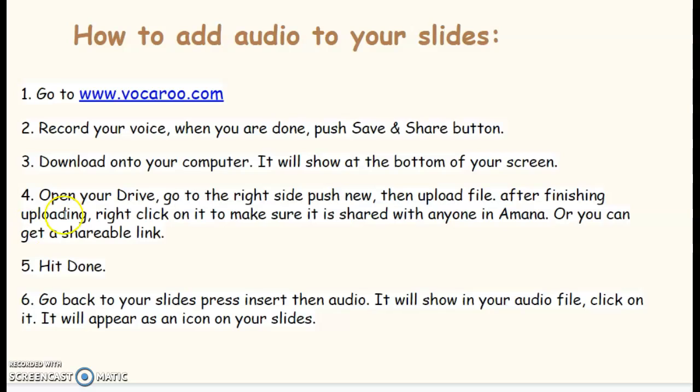Okay, these are the steps for Vocaroo to add audio to your slides. Okay, please take the time to read it. You may want to pause the lesson now so you can read it and take notes.